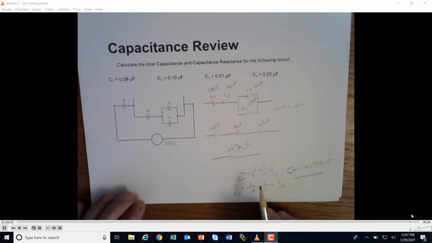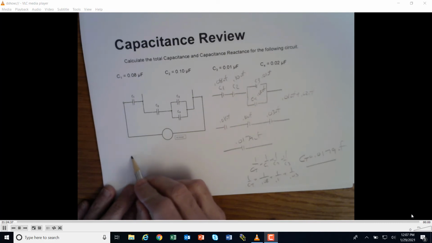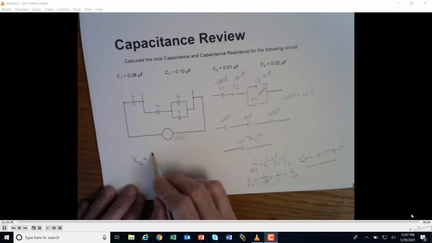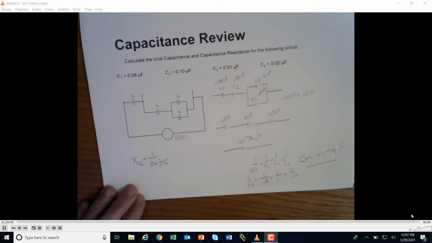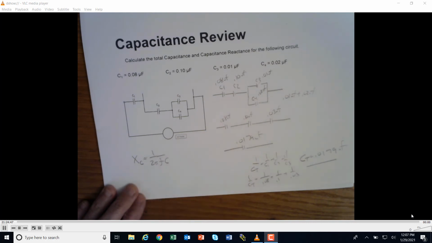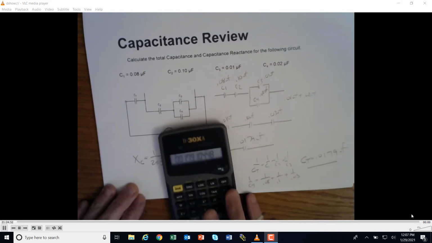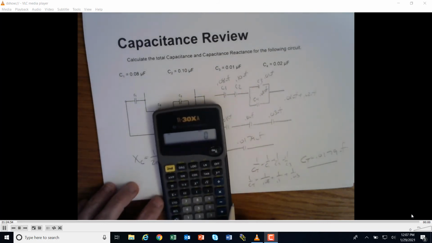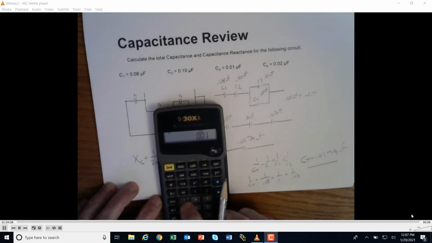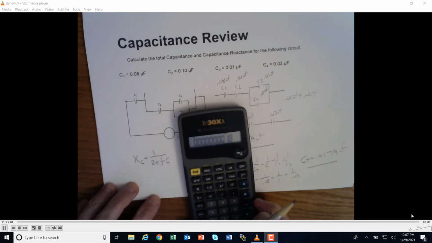Now, if I want to get the capacitive reactance for this, I would use the formula for capacitive reactance, which is capacitive reactance equals 1 over 2 pi frequency times C. So we're going to assume, I guess, 60 hertz here, okay? So remember, this is microfarads. So I'm going to start with 0.0179, and I'm going to go EE to the -6. Okay, so I got a pretty small number right there.